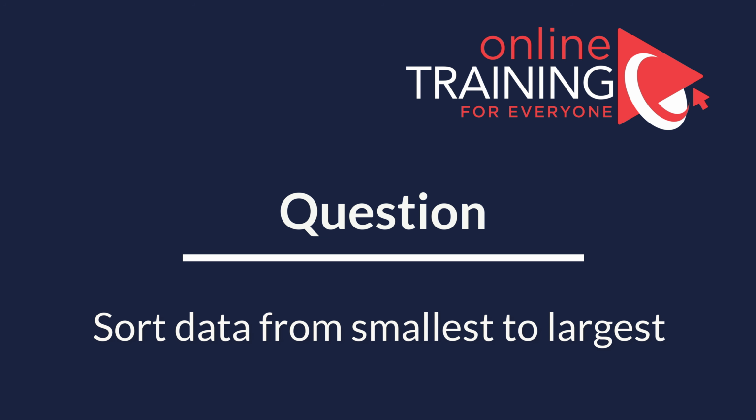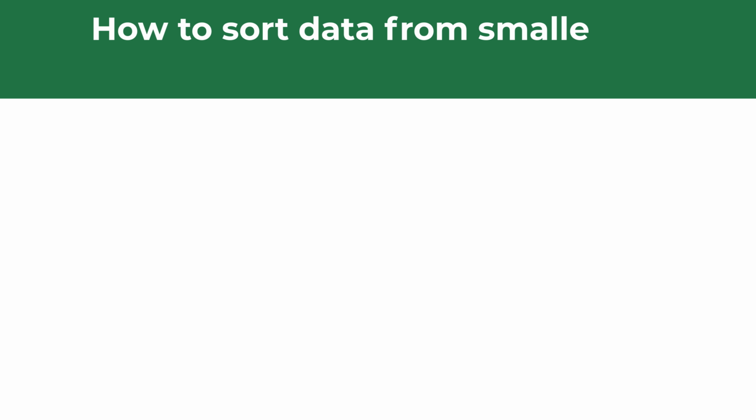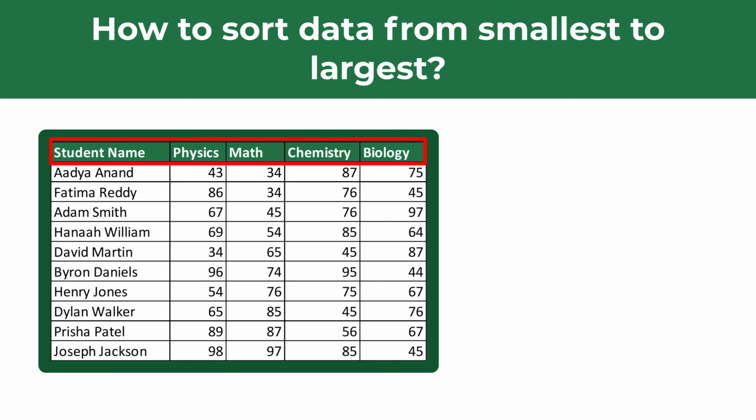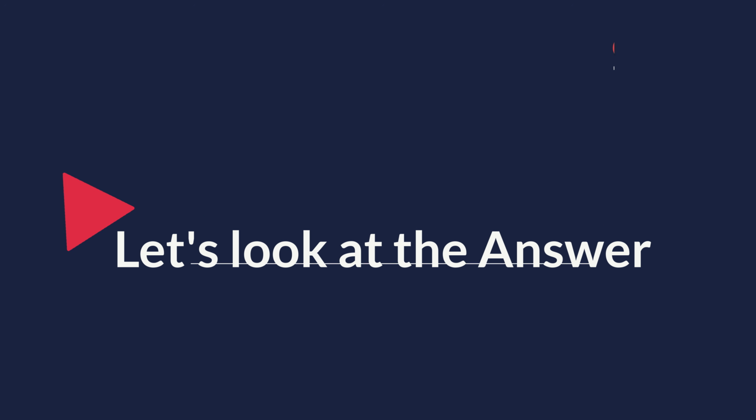A lot of times you might get a question on how to sort data in Excel from smallest to largest. For example, you might be presented with the data set, which shows student names and their grades on different subjects. Here on the screen, we see the grades in physics, math, chemistry, and biology. And we need to sort this data set based on the student names.